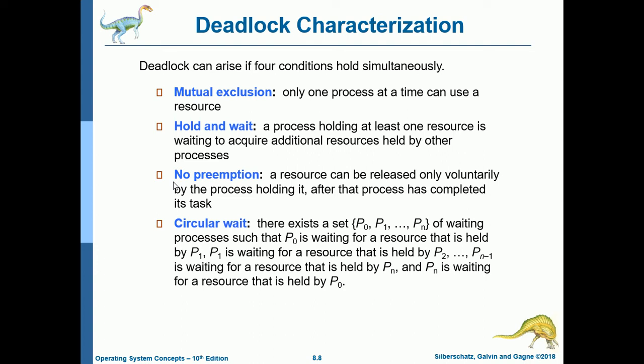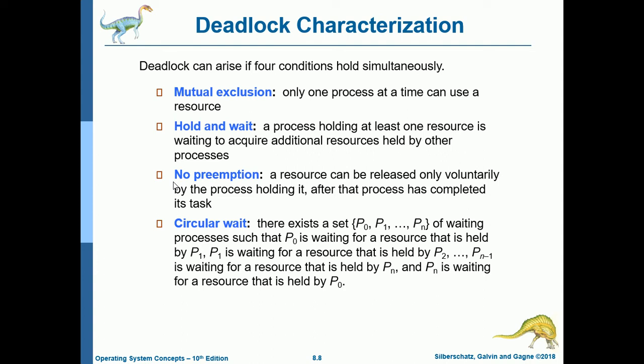And then we also have hold and wait. A process holding at least one resource is waiting to acquire additional resources held by other processes. It means that at least one of the processes is waiting. For example, the process has already acquired its resources, but it's not yet enough, and it's waiting to acquire additional resources held by other processes.